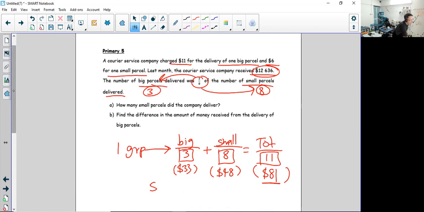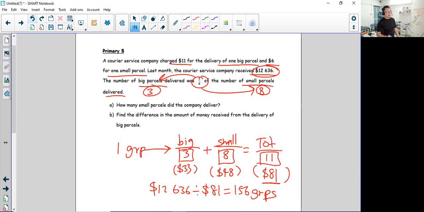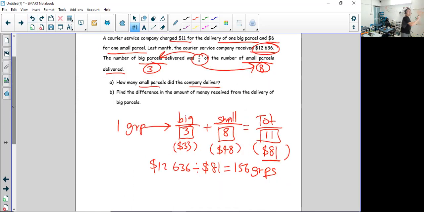So you take $12,636 and divide by one group, which is $81. That will give you how many groups. So 12636 divided by $81, and you get 156 groups. And this is a very important number that you need to use to solve all kinds of questions, whatever the question asks you to find. For example, how many small parcels did the company deliver? You will have to go back to one group and look for the same kind. So this is the whole idea about grouping.